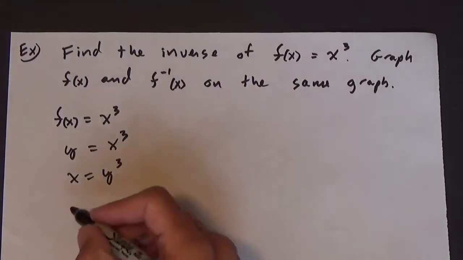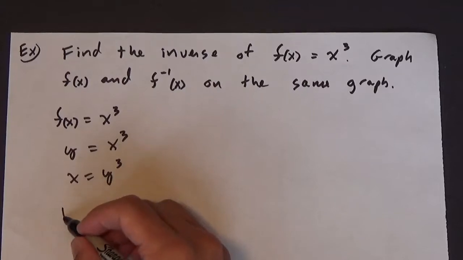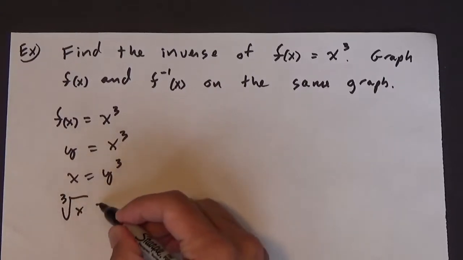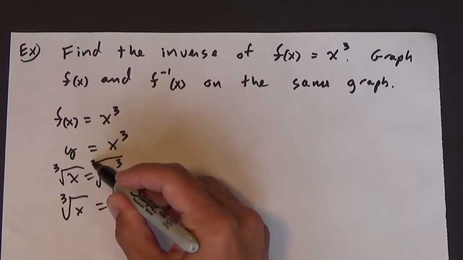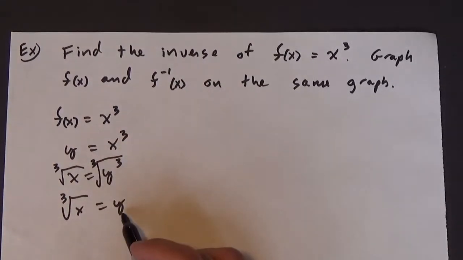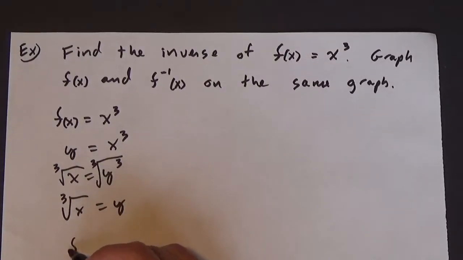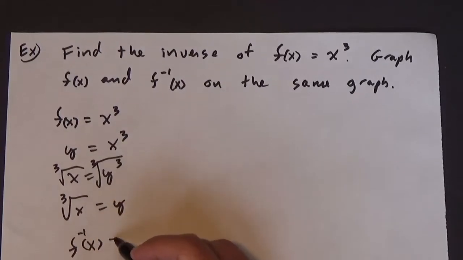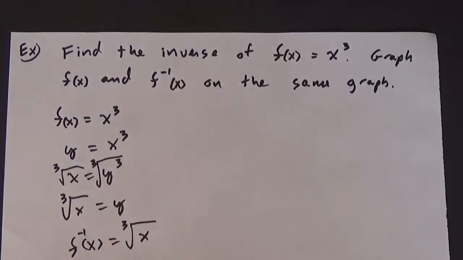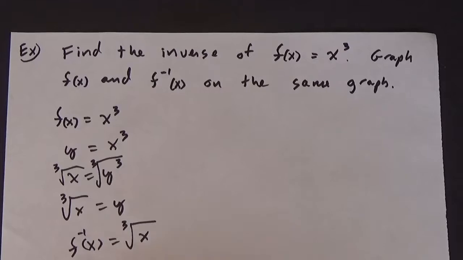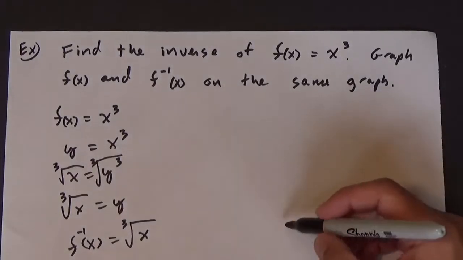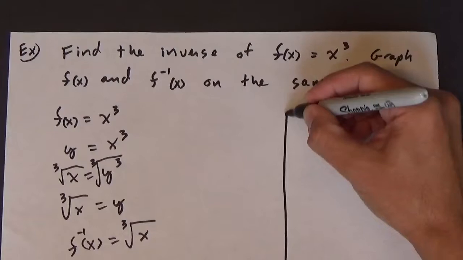We take the cube root of both sides and we end up with the cube root of x equals y. Then we replace y with f inverse. So f inverse of x equals the cube root of x. And so there's our inverse. Okay, so let's go ahead and graph these.